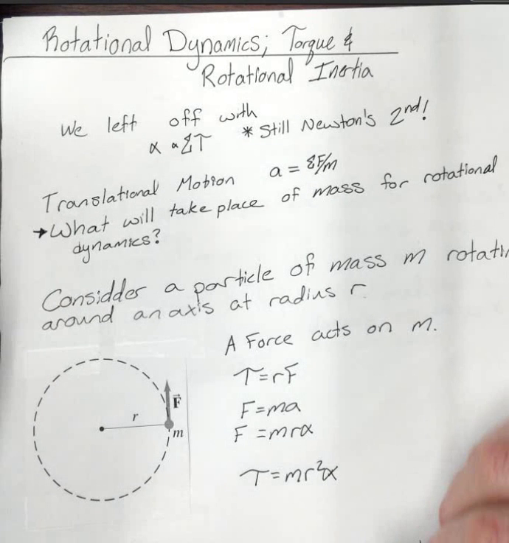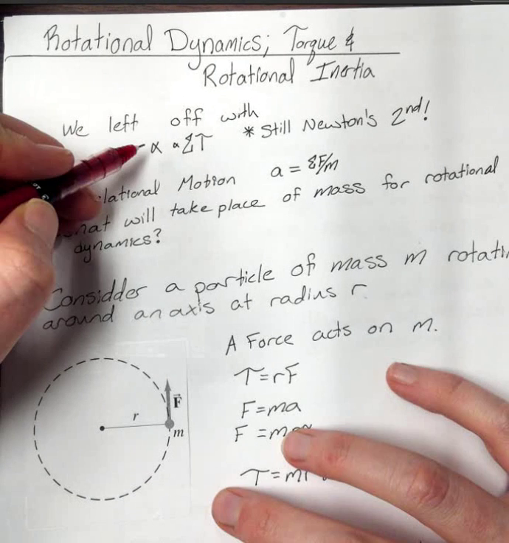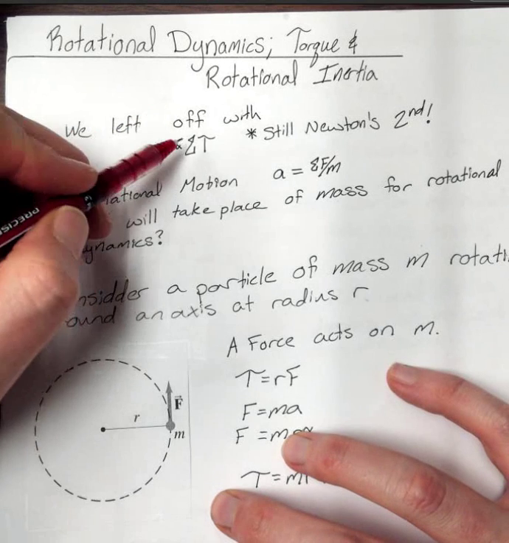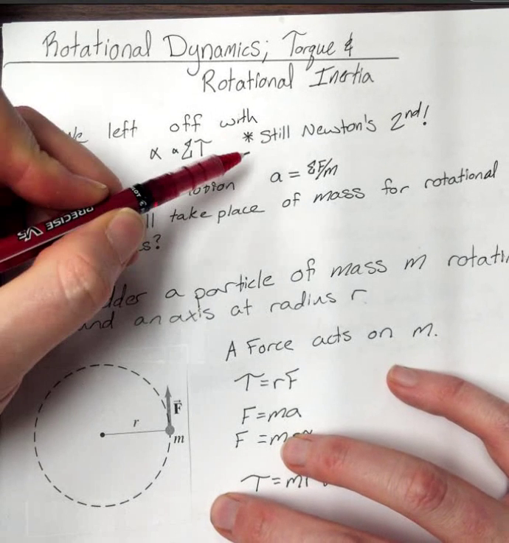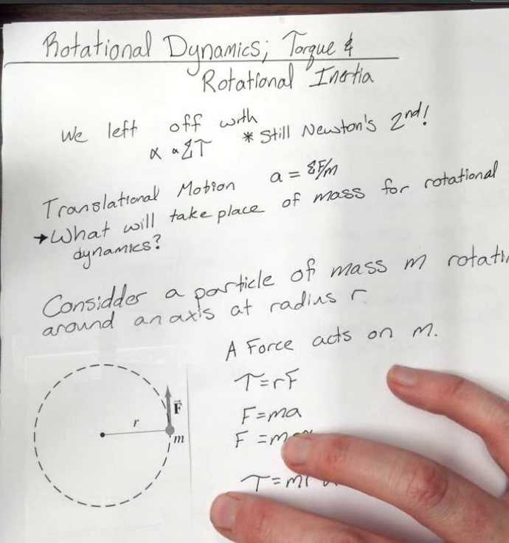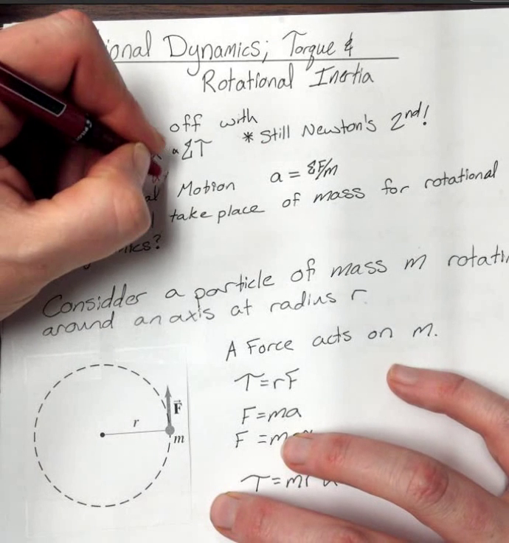So we're talking about rotational dynamics, which is the equivalent of translational dynamics. So torque is our equivalent of force. But in order to talk about rotational dynamics, we have to actually figure out what the proportion is. And rotational inertia is going to be our connecting point. So we left off with the proportionality of rotational acceleration and net torque. This is still Newton's second law, just like for translational motion, acceleration is proportional to net force.